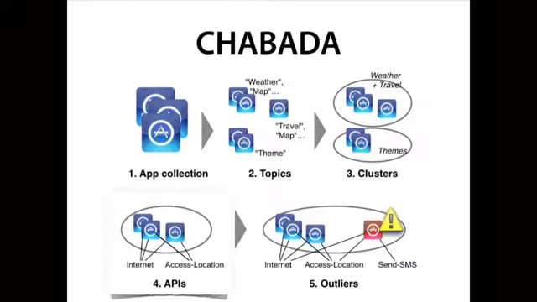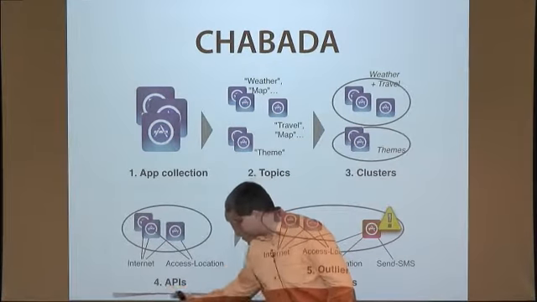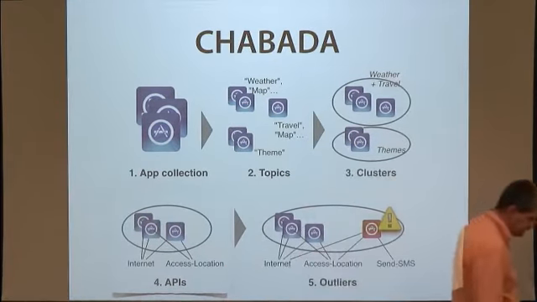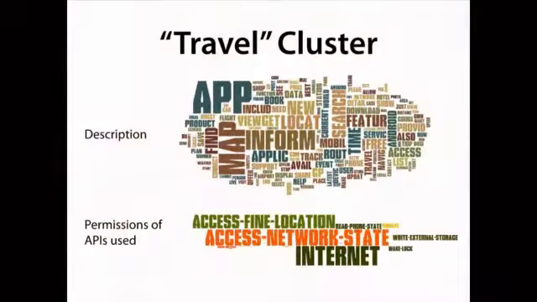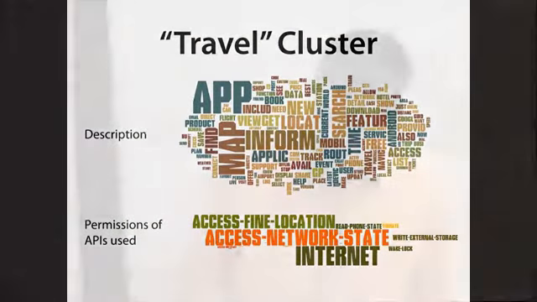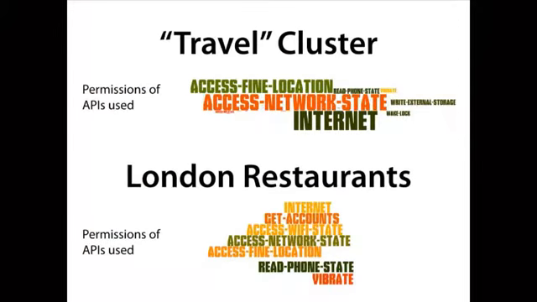So this is what we have now. For each application in our cluster, we can check the individual APIs that are being used in there. And now comes the next part. We check for outliers within each of these clusters. So again, here's a travel cluster with all the permissions of APIs used. And this is generalized over all applications in that cluster.